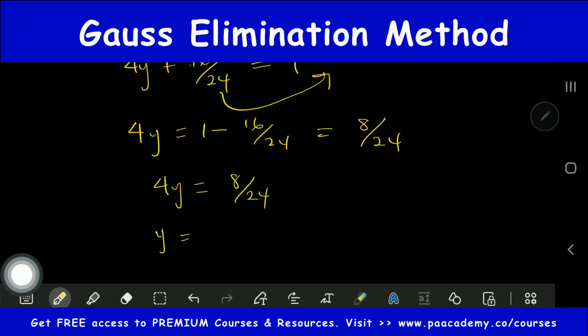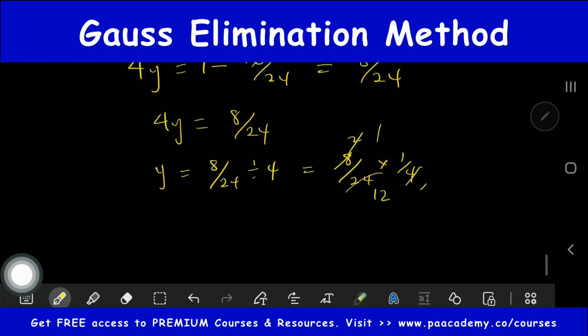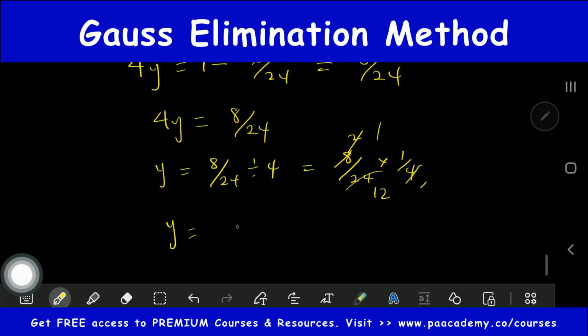will be equal to 8 over 24 divided by 4, and that's the same as 8 over 24 times 1 over 4. In doing this, this is 2, and this can divide to be 1, and this can divide to be 12. So with that, our y is equal to 1 over 12.